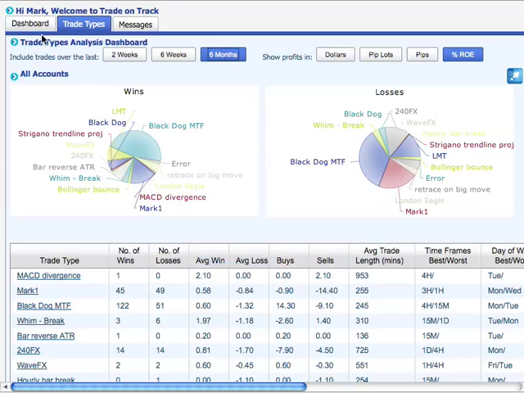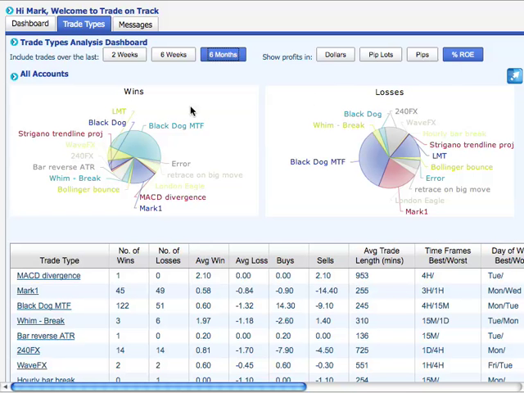Here's the dashboard. Our regular dashboard is on this first tab, and this new trade types dashboard has been added. We have the ability to show an analysis over the last 2 weeks of trades, over the last 6 weeks, and over the last 6 months. We can also show our profit or loss by dollar amount or currency value, by pip lots, which is the number of pips times the number of lots that you've traded, by straight pips, or by percentage return on equity, which is basically a return type figure.